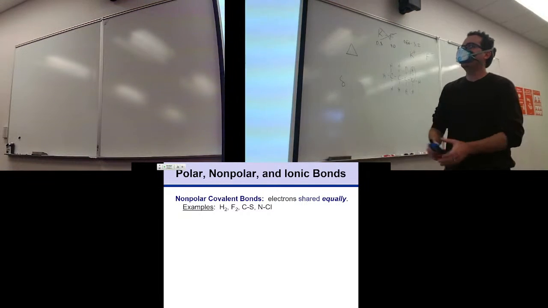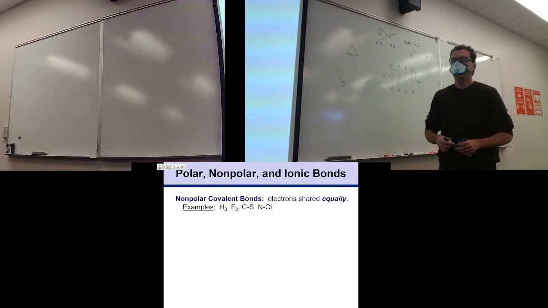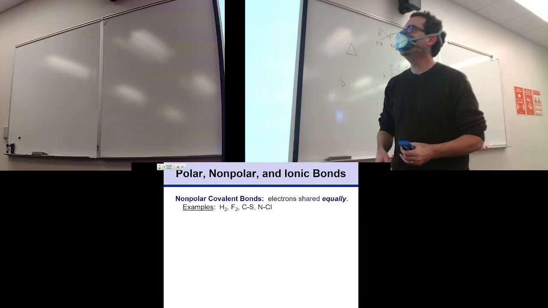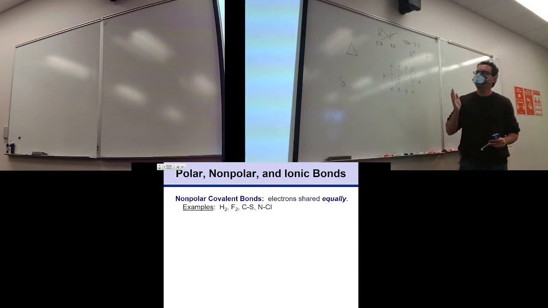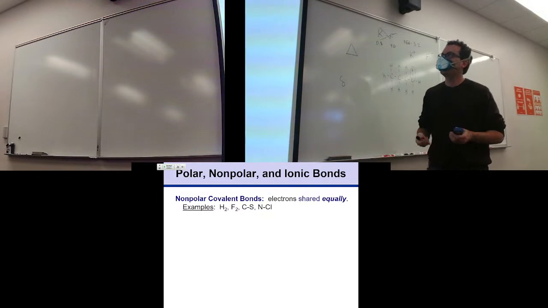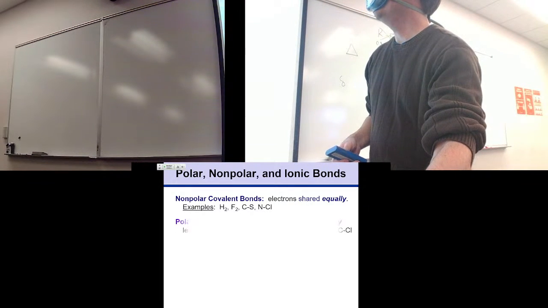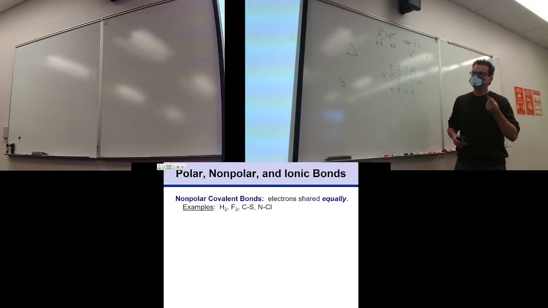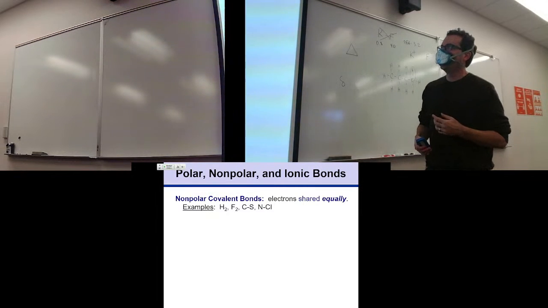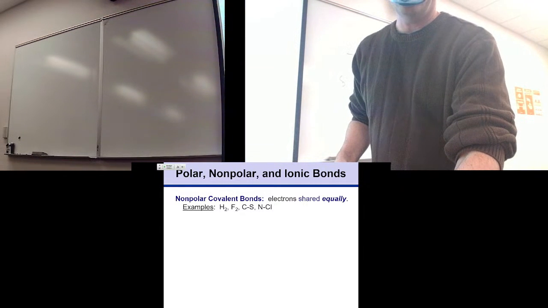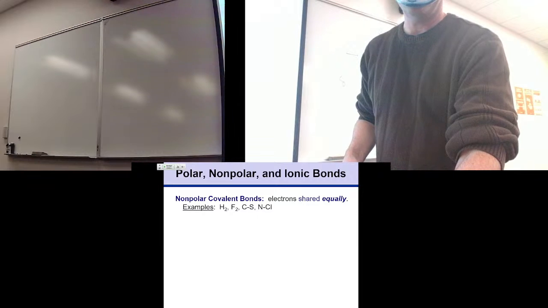So nonpolar covalent bonds, there's plenty of examples. If the two atoms are exactly the same, then that's a pretty obvious example. H2, F2. But if the electronegativities are really similar or the same, that's another example of a nonpolar covalent bond. So C and S, carbon and sulfur, have the same electronegativity. Carbon's 2.5, sulfur I think is 2.5. If you look it up, it will be the same. Nitrogen is 3, chlorine is 3. So the bonds between those two atoms are nonpolar.